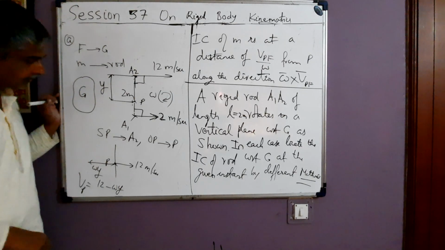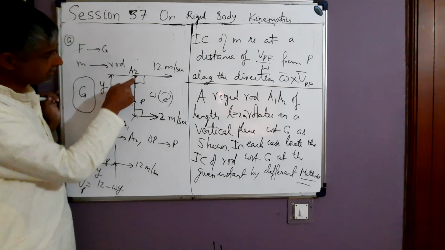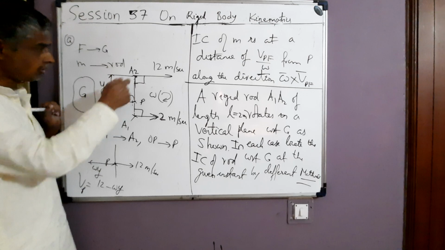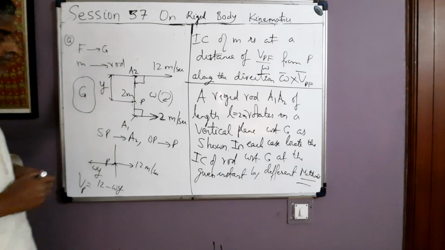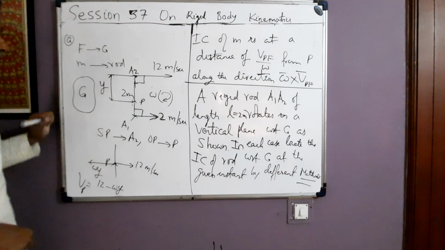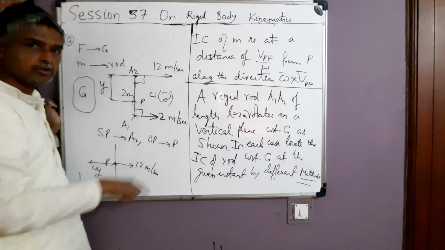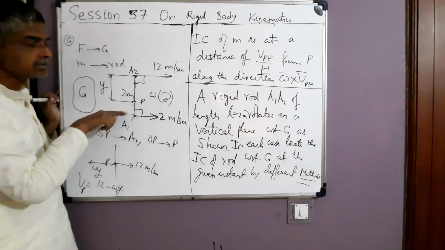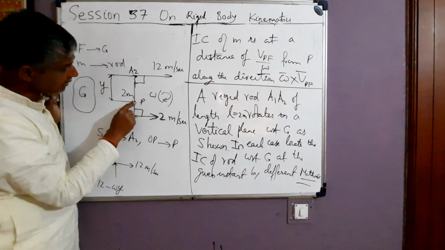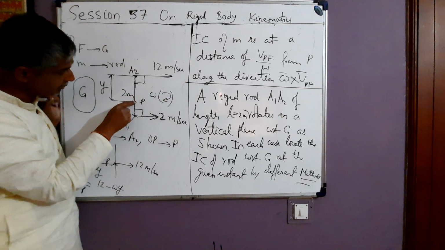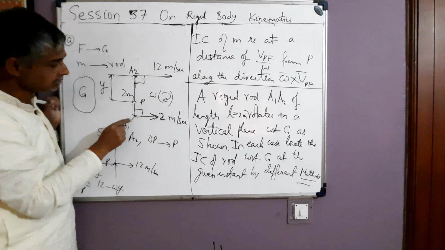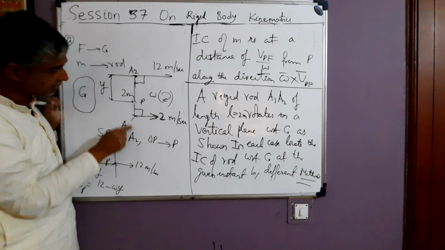Now see, IC of the rod cannot be on this line segment A1, A2, because velocities of A2 and A1 are in the same direction. This cannot be here because if IC lies here, then all the points above P will move rightward and all the points below P will move leftward. But this point is moving rightward, so IC cannot be here. So IC should be somewhere below A1.